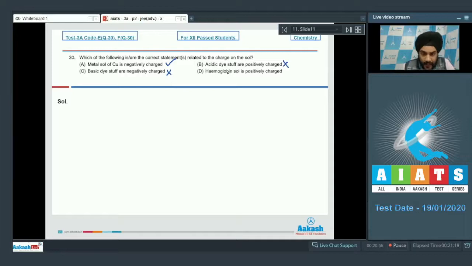And if we talk about the last option, hemoglobin sol is positively charged. So this is correct, students. Hemoglobin sol is positively charged, whereas blood is negatively charged. Okay. So for question number 30, the correct statements are given in option A and option D. So we have to mark the correct answer as A and D. Let us look at the next section now, students.